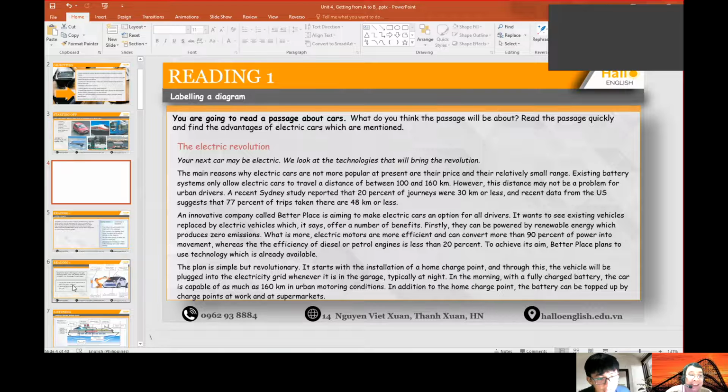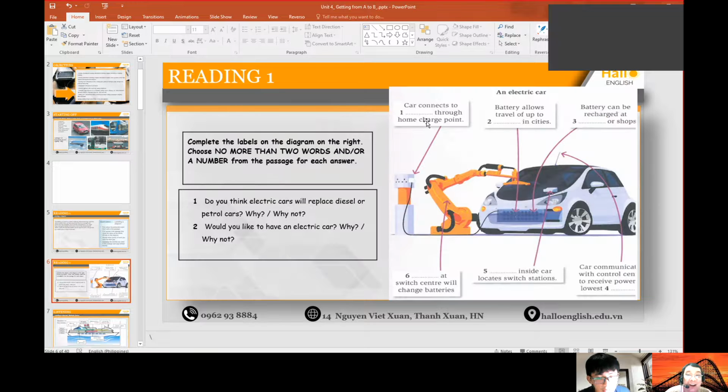Okay, so car connects to blank through home charge point. It's charge point in here. Car connects to blank through home charge point.